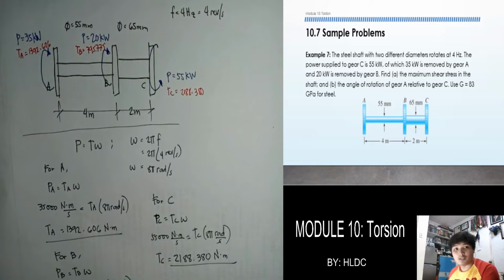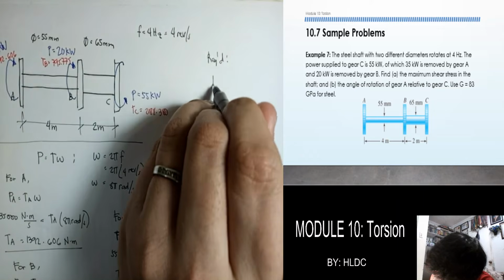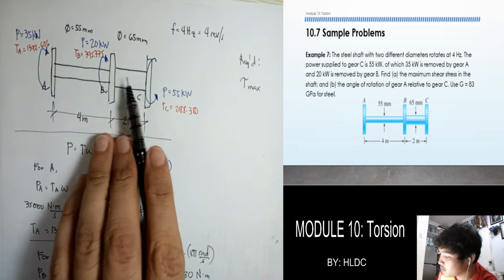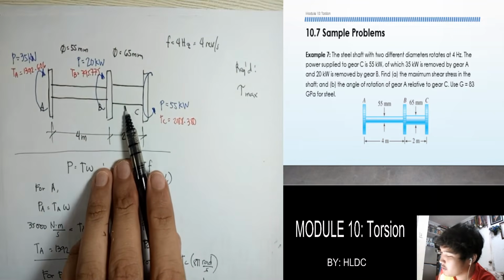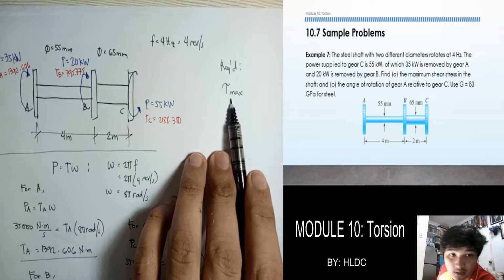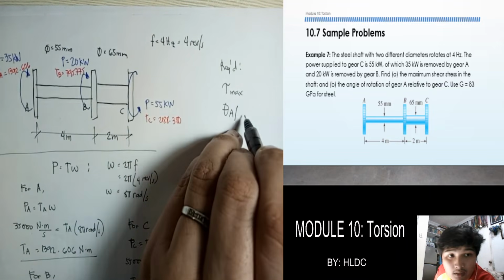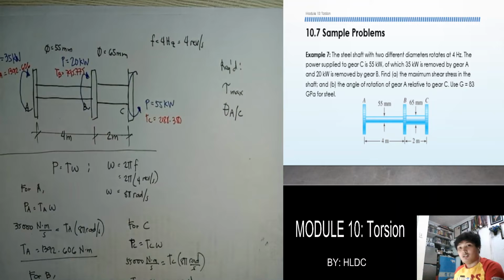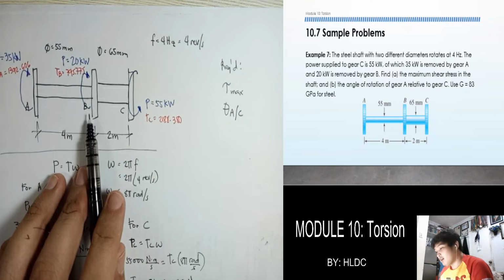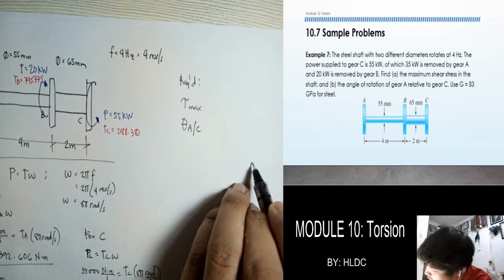Ngayon, ang tinatanong is yung maximum shear stress so required. Yung tau max maximum shear stress in the shaft. So, ibig sabihin, considering yung pag-change ng area, considering yung pagkakaiba ng mga torque. So, saan dyan yung may pinakamalaking shear stress? And then, yung angle of rotation of A relative to C. Okay, so para makuha natin, kailangan natin gawin is yung back to basic, i-draw natin yung internal torque diagram nito.